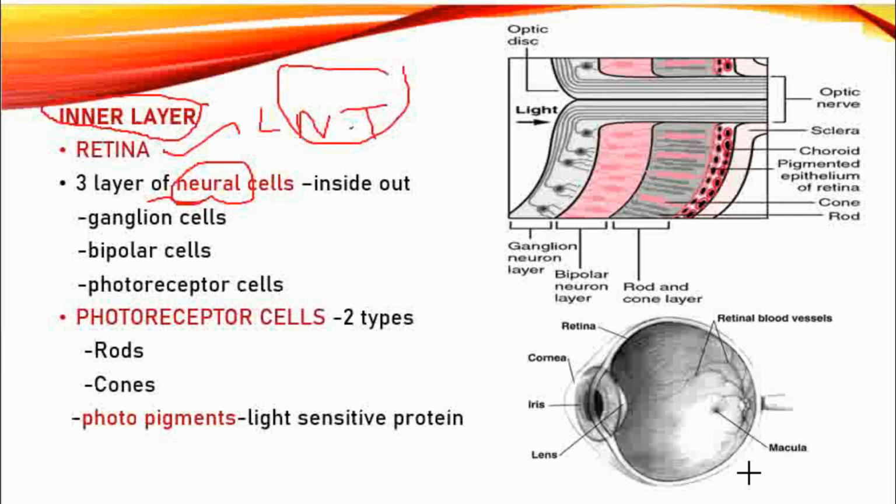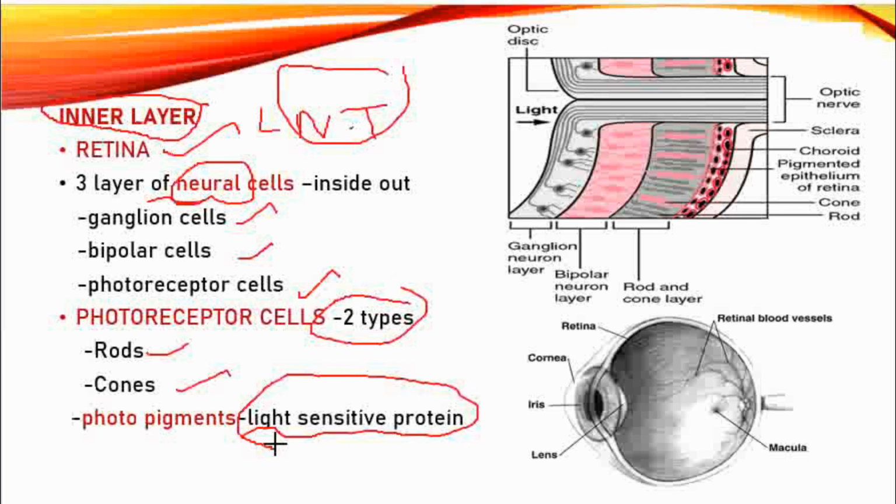Looking from inside out of the ball, what layers are there? It contains the ganglion cells, bipolar cells, and photoreceptor cells. So these are the 3 layers of cells in the retina. In the photoreceptor cells there are 2 types: rods and cones. They contain the photopigments, which are light sensitive proteins. They are present in these photoreceptor cells.